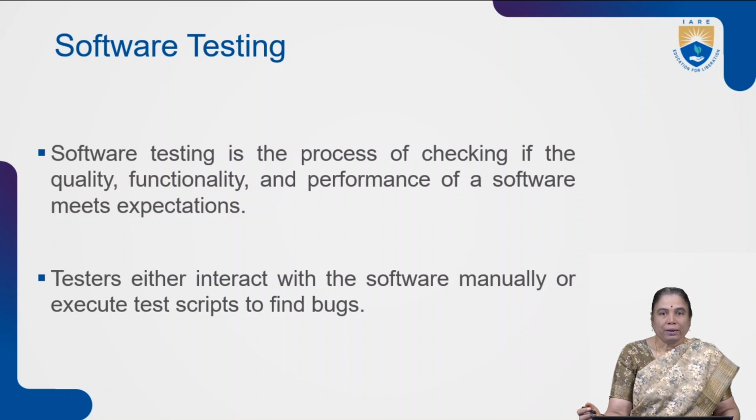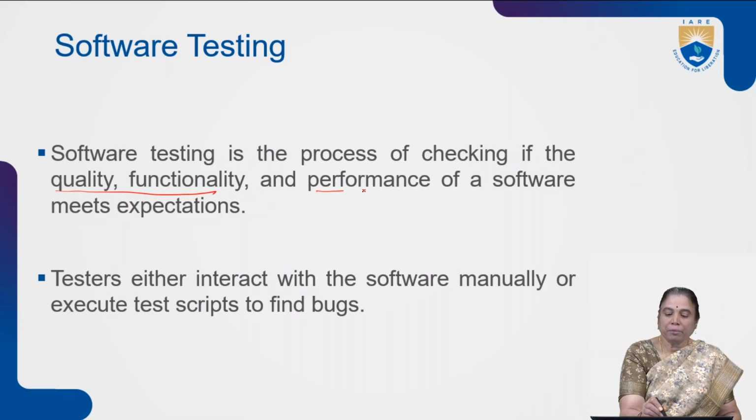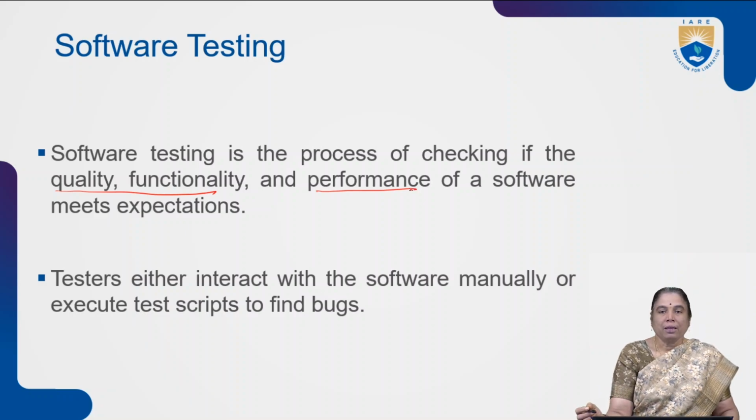So what does software testing mean? It is the process of checking the quality, functionality and performance of a software, whether the application or the project developed meets the user expectations or not. The tester either interacts with the software manually or executes test scripts to find the bugs. So manual testing and automation testing play an important role in software testing.